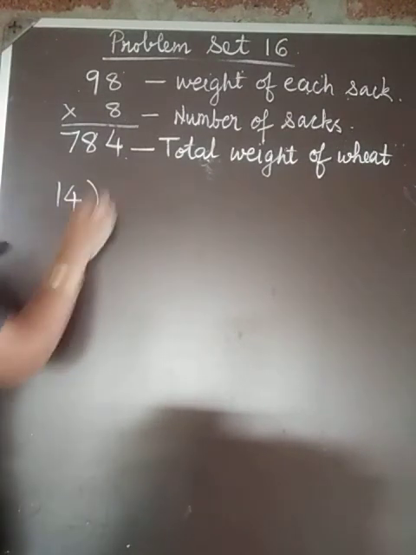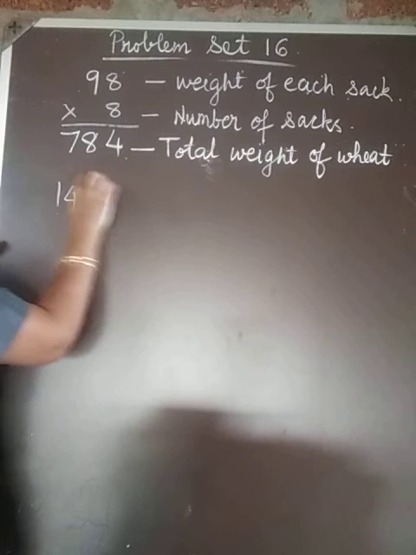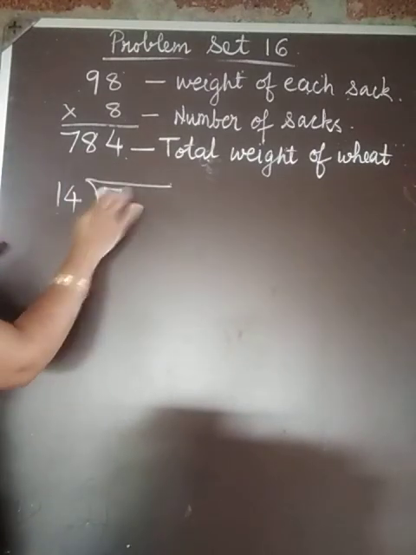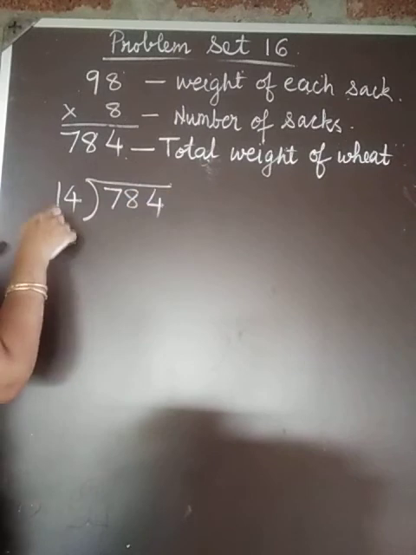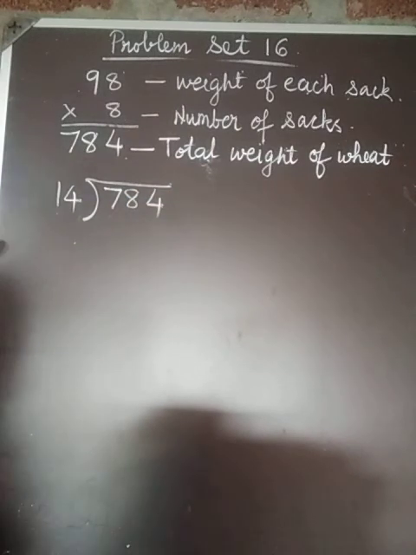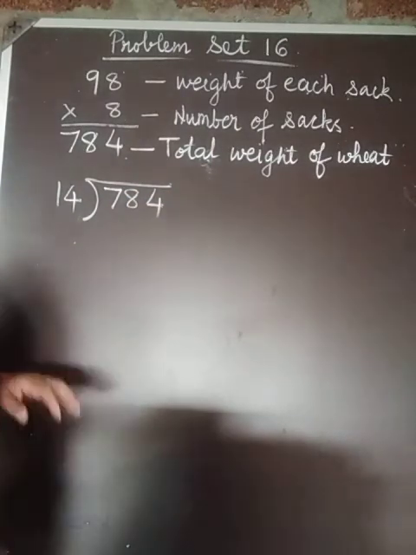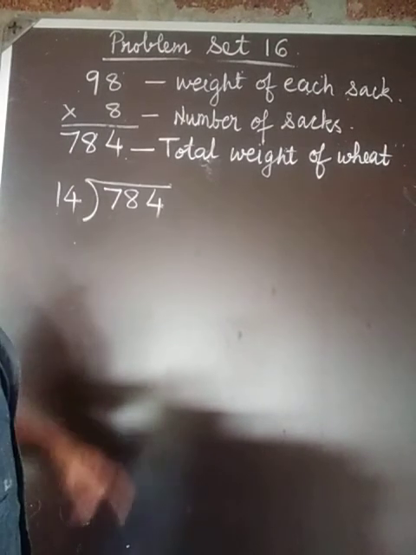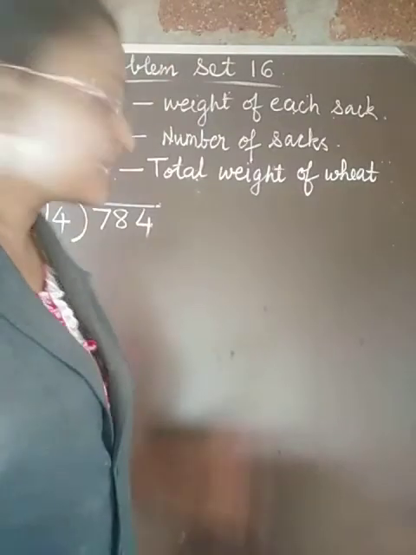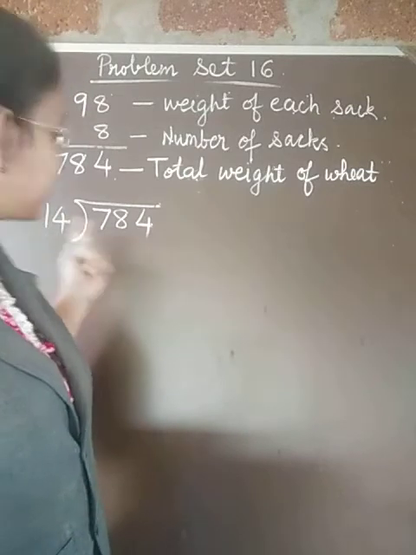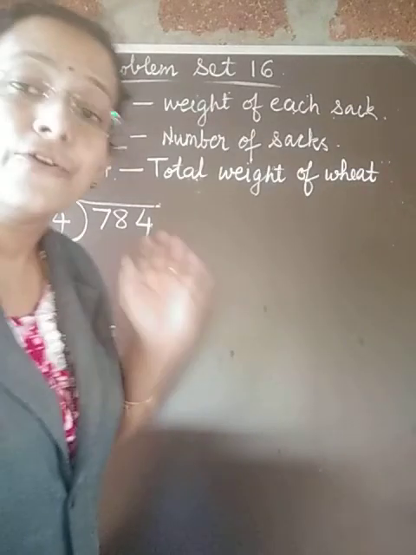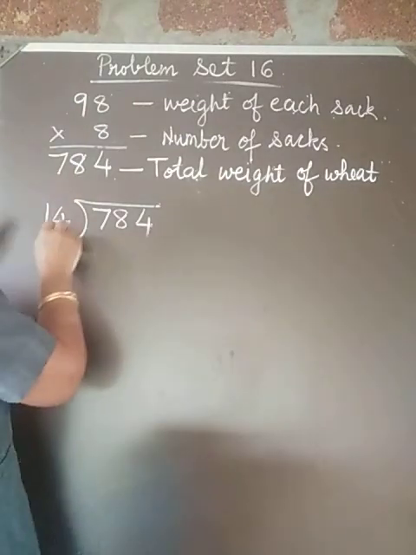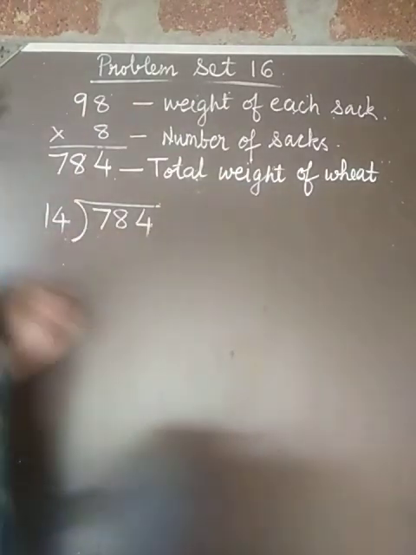Therefore you will write the dividend as 784 and the divisor as 14, and find out how much one family gets. Okay students, now we have to divide 784 by 14, and for that we have to see the first two numbers. Since these are two numbers, we have to see the first two numbers here.